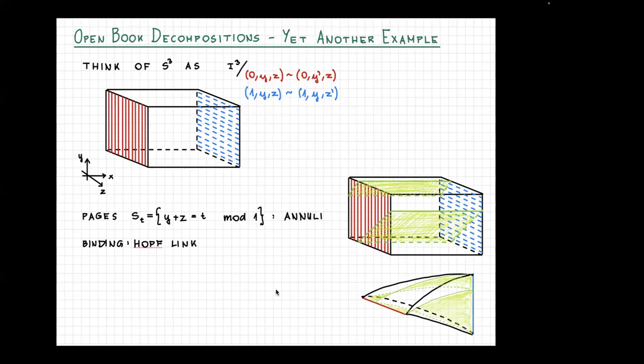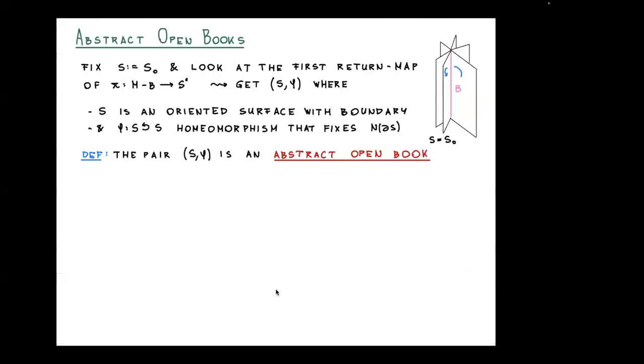So if this is too abstract, then we can go even more abstract, but somehow a little bit easier in some sense. So let me explain how you can think of open books from a viewpoint when you don't see the manifold yet.